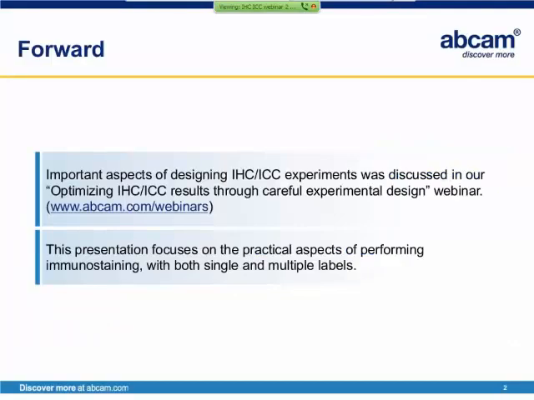Before we begin, it is worth noticing that a lot of the important aspects of designing IHC and ICC experiments were covered in the webinar Optimizing IHC and ICC Results Through Careful Experimental Design. A video of this can be found in the AFCAM blog. Today's webinar focuses more on the practical aspects of performing immunostaining, both with single and multiple labels. However, for completeness, certain key experimental design steps will be reiterated where appropriate.